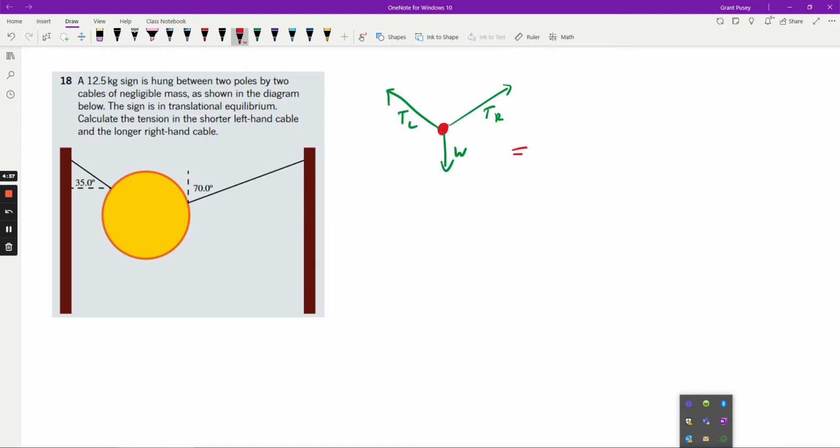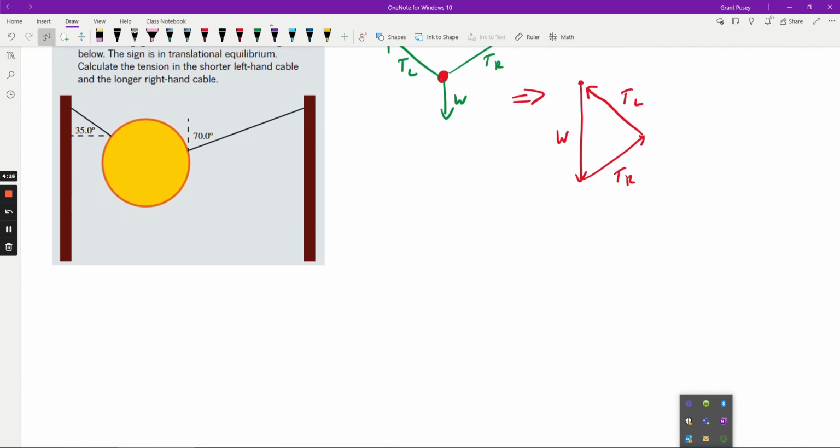So what I'm going to do is, knowing that this is an equilibrium, you would expect that the addition of all of these forces will be zero. So you'll end up with something like this, where the downward force is your weight force, this force here would be the rightward force, and this one here would be the left force.